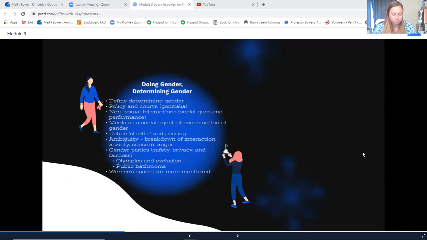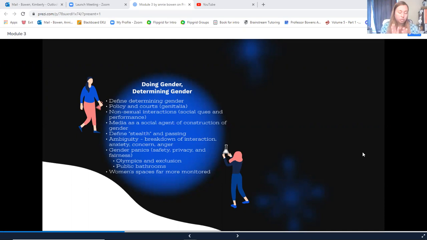Okay, so they're going to talk about determining gender, which is, as they put it, the umbrella term for social practices of placing others in gender categories, right? So it's when you're walking down the street and you see somebody, do you automatically identify them as a he, as a she, as somebody that you can't quite figure out? And how does that impact your interactions, right? So that's what we're going to talk about.